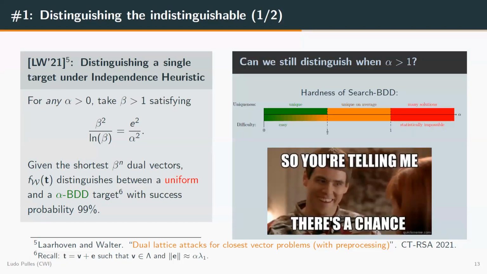So earlier on I said search BDD was statistically impossible for alpha above 1. So maybe you're hoping now that decision BDD is somewhat different from this search BDD, and it could still be possible to do.